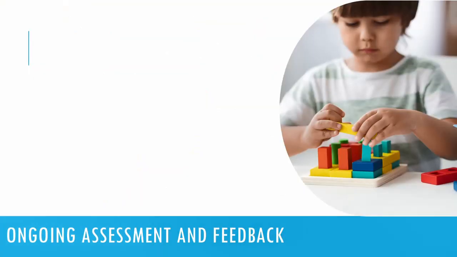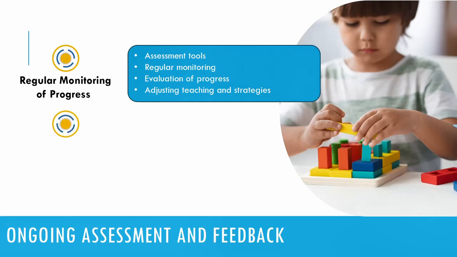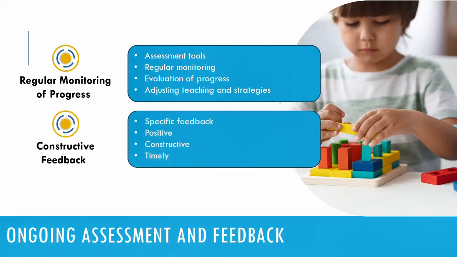Ongoing assessment and feedback. Ongoing assessment and feedback is a crucial requirement for a successful support plan to help students with dyslexia succeed. Ongoing assessment includes regular monitoring of progress. Using various assessment tools to regularly monitor and evaluate the progress of students. This helps in adjusting teaching methods and strategies as needed. Constructive feedback. Providing feedback that is specific, positive, and constructive. Focusing on the effort and progress rather than just the final outcome.